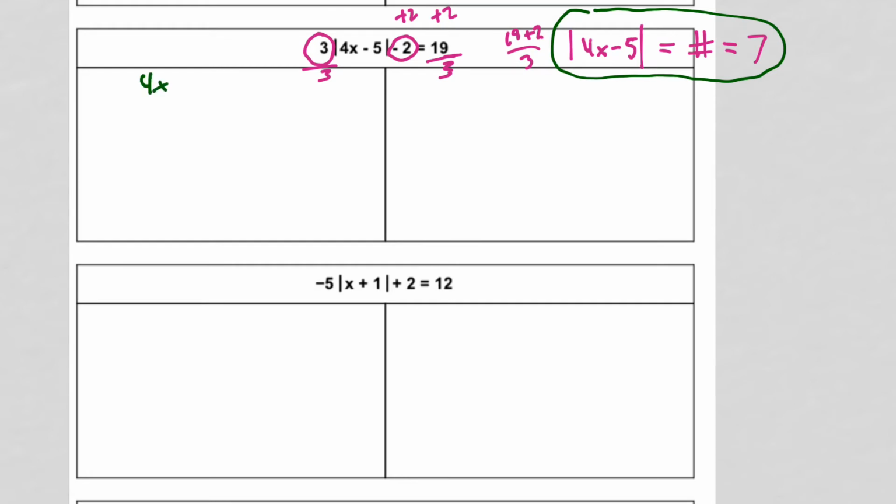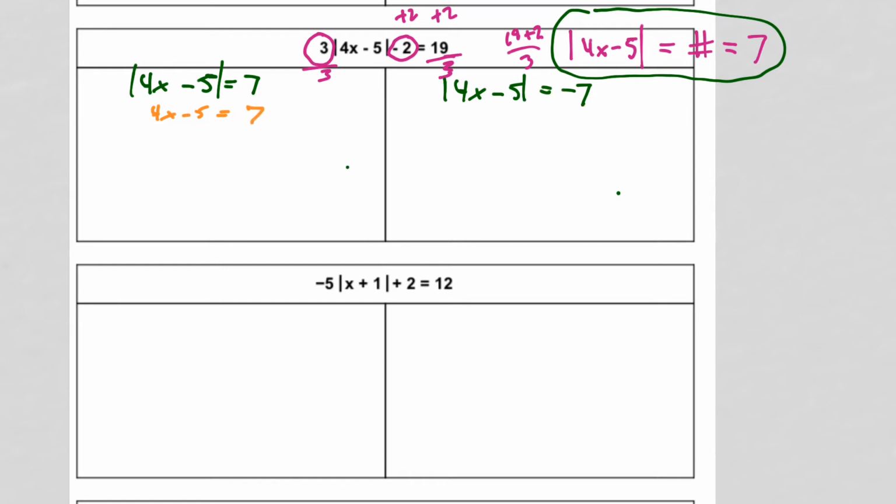We have basically a positive side and a negative side. So we've got 4x minus 5 is equal to 7. And the negative side, 4x minus 5 is equal to -7. So now let's begin. We solve both equations, and that'll give us both our answers. So first step, drop the brackets.